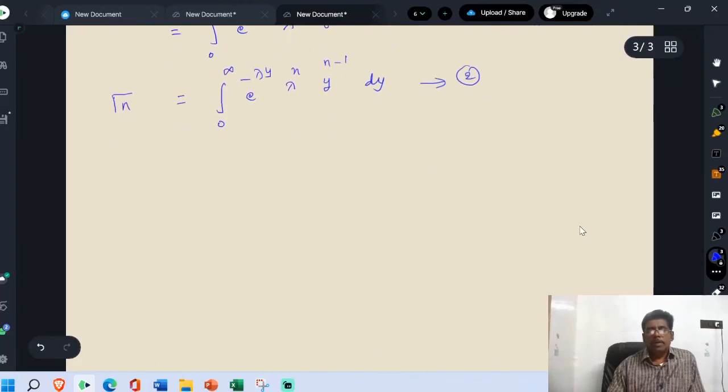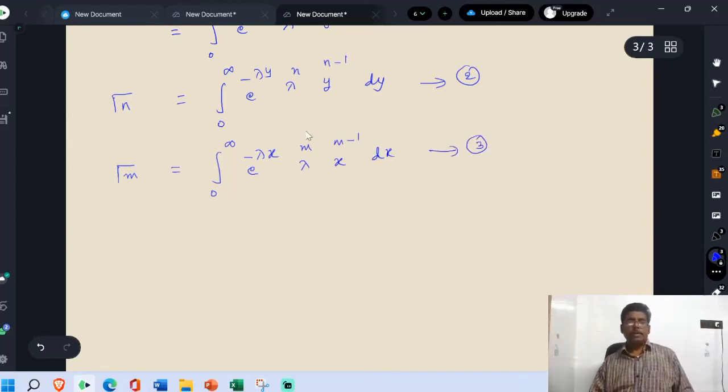Now in the same manner we can write gamma of m equal to the integral with limits from 0 to infinity, e power minus lambda x, lambda power m, x power m minus 1 into dx. Say this is equation number 3. We have proved gamma of n equal to this much. Instead of n, if you introduce m, y should be replaced by x, and n should be replaced by m. This is the value of gamma of m.